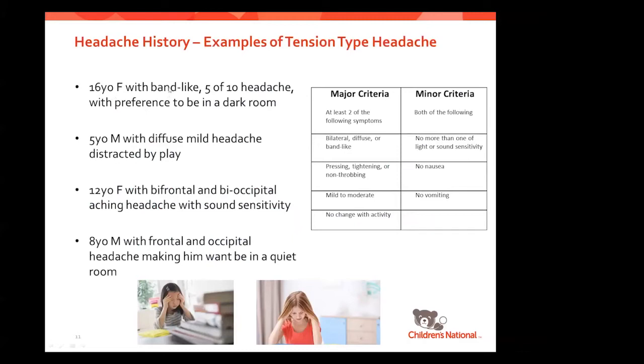So if you had a 16-year-old female with a band-like headache that's 5 out of 10 and wants to be in a dark room, tension. 5-year-old male with diffuse mild headache distracted by play, tension. 12-year-old with bifrontal bioccipital aching headache with sound sensitivity, tension. And an 8-year-old male with frontal and occipital headache making him want to be in a quieter room, tension again. So you can see tension-type headaches and what they look like here.